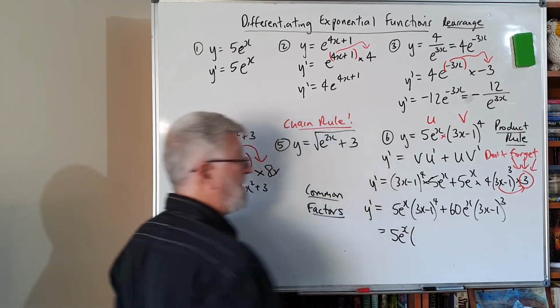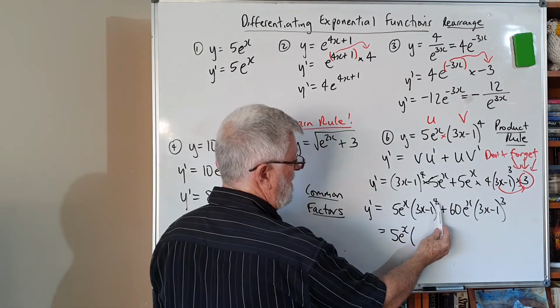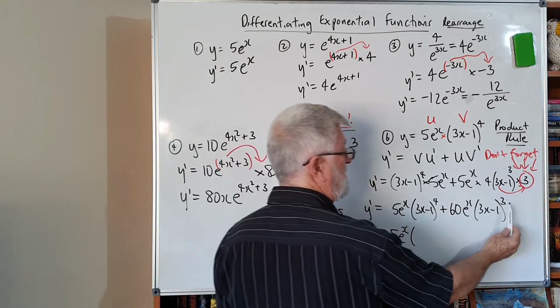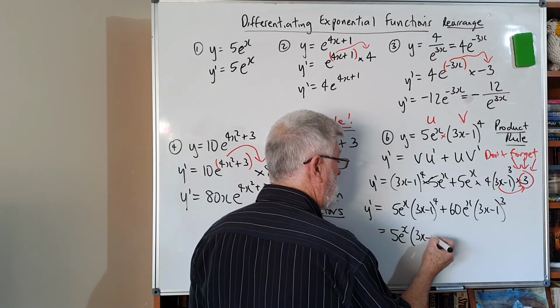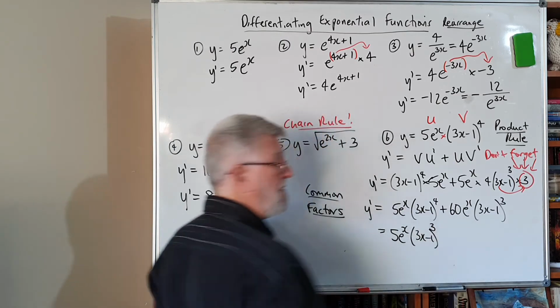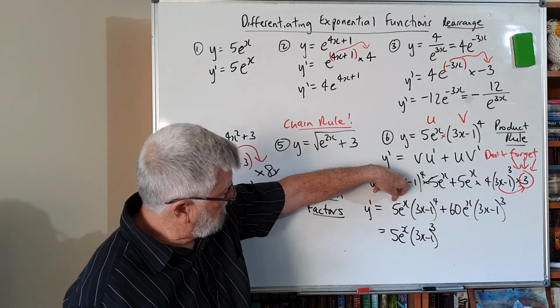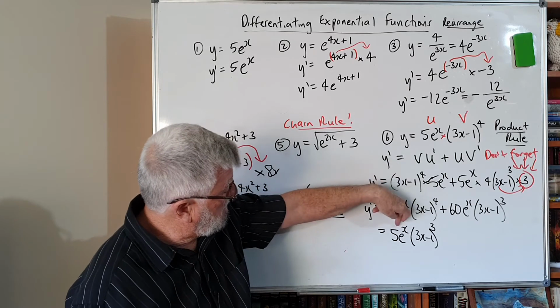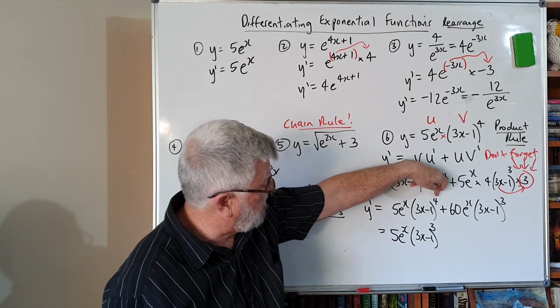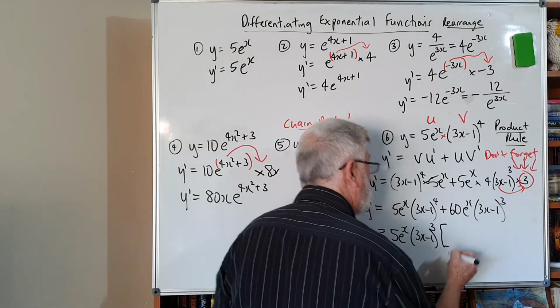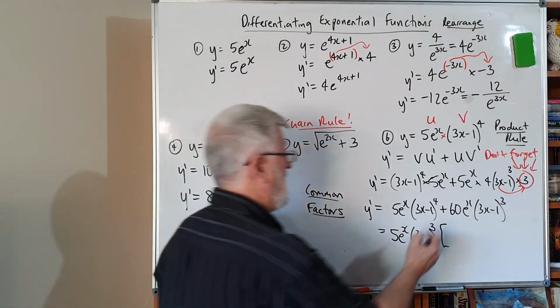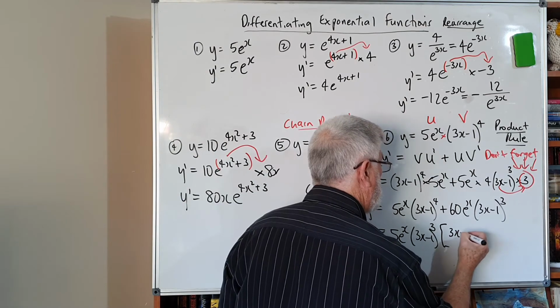Then here's the complicated part. There's a power of 4 on this one, there's a power of 3 on that one. That means I can remove 3x minus 1 to the power of 3. So out of this one, I've got the 5, I've got the e to the x, and I've got all of that except for the last one of these. Now a lot of people do go square brackets, and I'm going to go square brackets for a moment and leave inside the 3x minus 1.